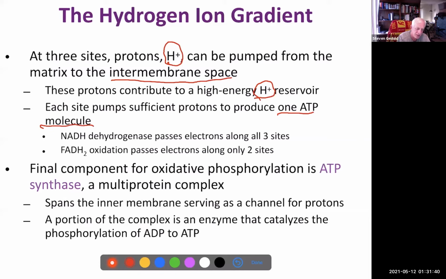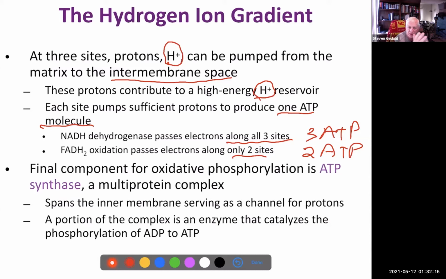And you have 3 different sites, so it allows you to have 3 ATPs for NADH. NADH dehydrogenase passes electrons along all 3 sites, so therefore you get 3 ATPs. FADH2 oxidation passes electrons only at 2 sites, so each FADH2 produces 2 ATPs. So NADH uses all 3 sites, therefore generating 3 ATPs inside the mitochondria. FADH2 only uses 2 sites, therefore only generates 2 ATPs.